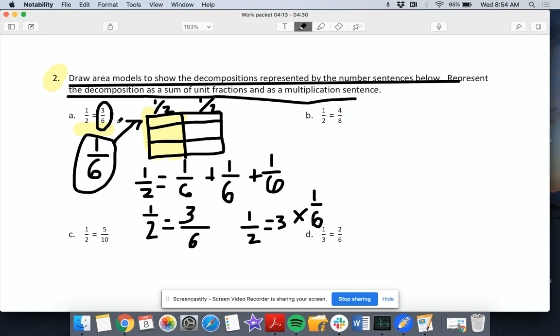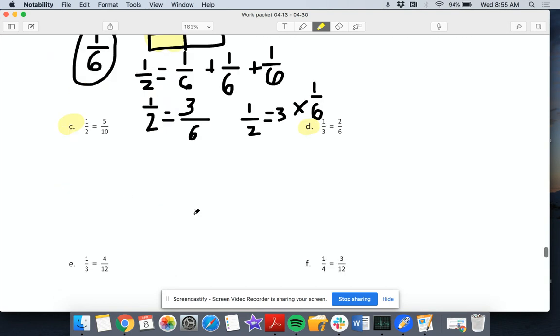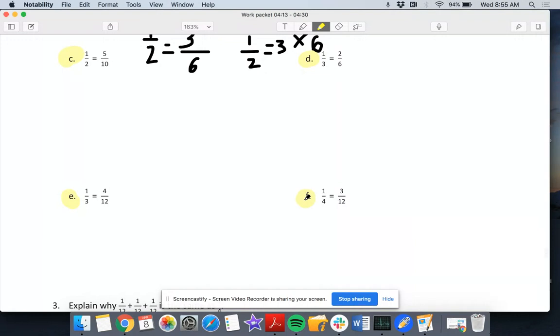Okay, another way we can figure out these problems is by looking at the numerator. So we have 1/2 is equal to 3 over 6. Since my numerator is 3, I know that I'm going to need to have 3 rows. Remember, that does not mean draw 3 lines. That means I need to have 3 rows. So here I have 3 rows, right? 1, 2, 3. Okay, let's move on. I want you guys to try B, C, D, E, and F on your own.